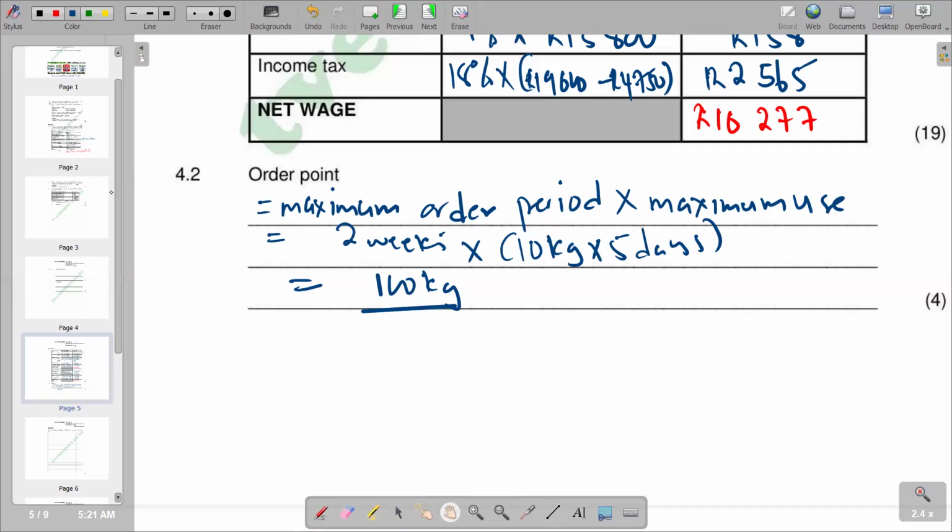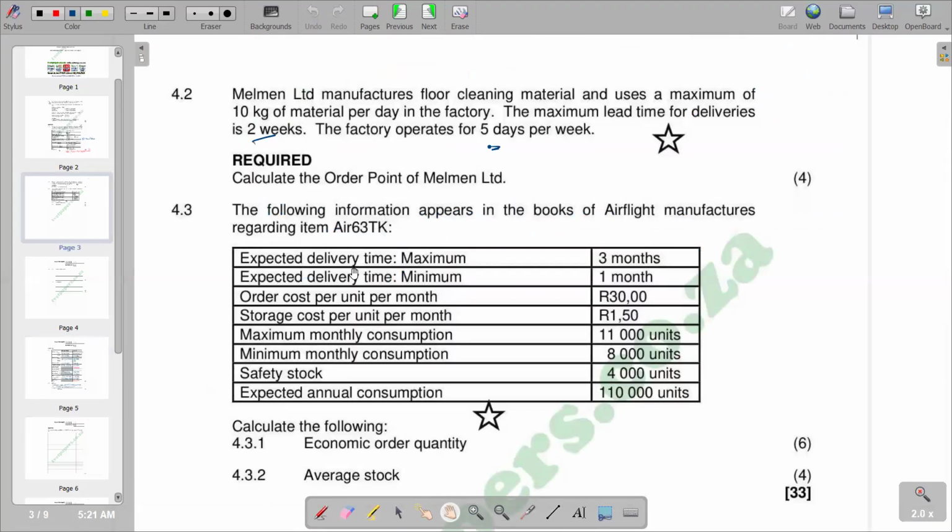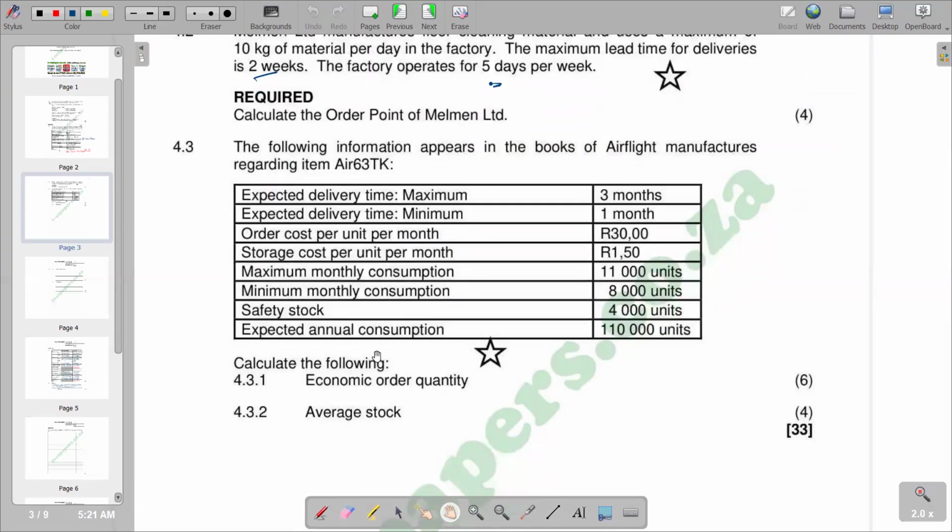So moving forward, we see that the next question that we have is 4.3. The following information appears in the books of Airflight Manufacturers regarding item Air 663TK. So we're given information in the table. Then beneath that it says calculate the following: the economic order quantity and then the average stock. So for the economic order quantity, of course, we need to come up with the formula first.